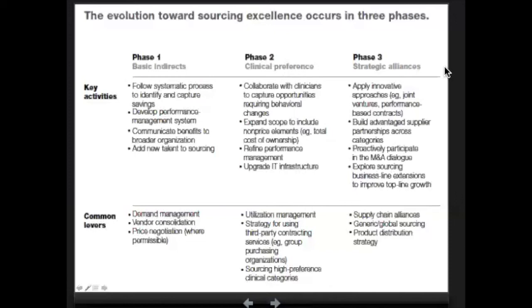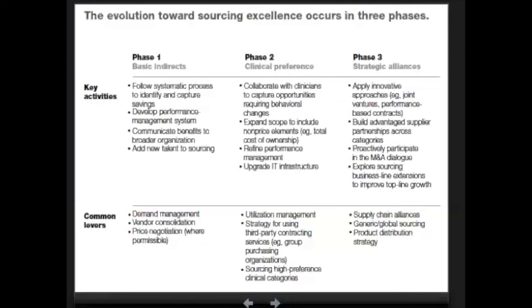And the third phase is where healthcare organization and the sourcing function starts creating strategic alliances, supply innovative approaches, example, joint ventures, performance-based contracts. It could be with the 3PL organization, it could be with the suppliers, manufacturers. You build advantage supplier partnerships across different categories of items that are being sourced, proactively participate in the M&A dialogue that might be necessary at times, explore sourcing business line extensions to improve the top line growth.